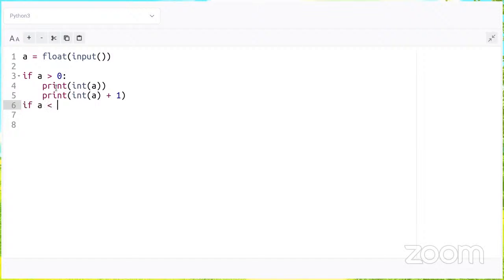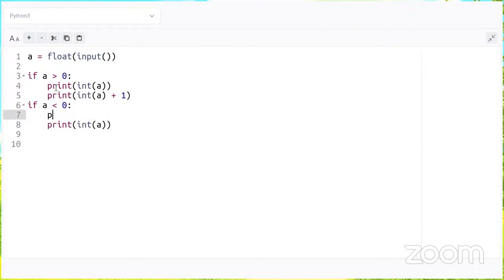If a is less than 0, then let's take an example, minus 3.5, right? I should print int of a minus 1, and then print int of a as it is.